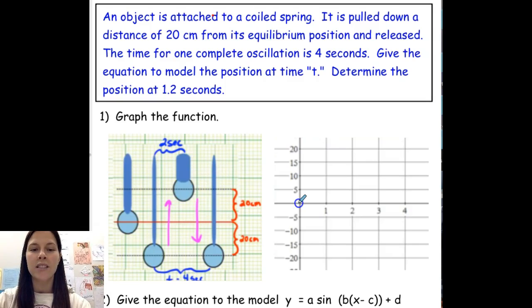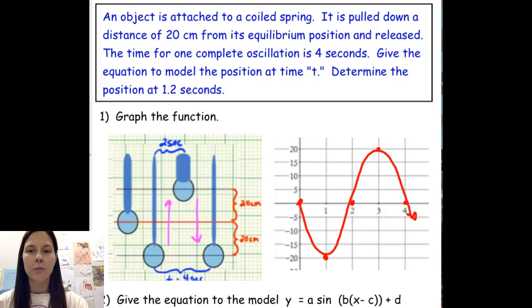We know that the object starts at equilibrium. It's not moving up or down before we pull on it. And it takes 4 seconds to complete an oscillation. So it's back to equilibrium at 4 seconds, which means halfway between the two, it is at equilibrium. And because we pulled it down first, halfway between 0 and 2, it is at its minimum. We pulled it down to 20 centimeters. And when you release, it jumps up just as much as you stretched it down. So it goes up to 20 centimeters at its maximum. So this function will look like this curve.